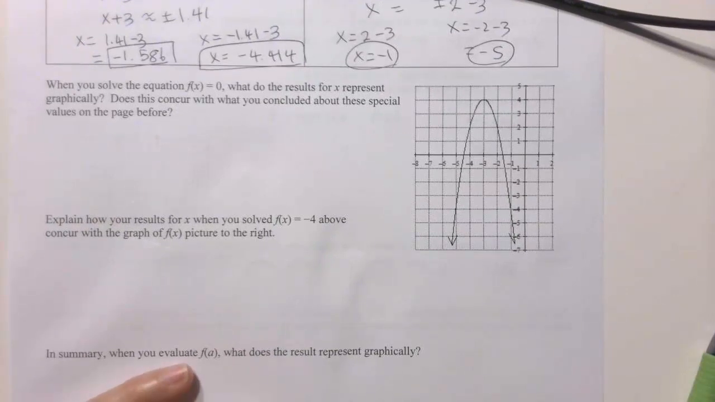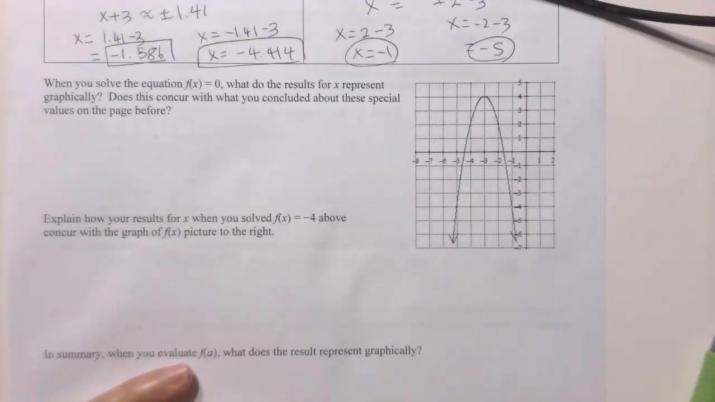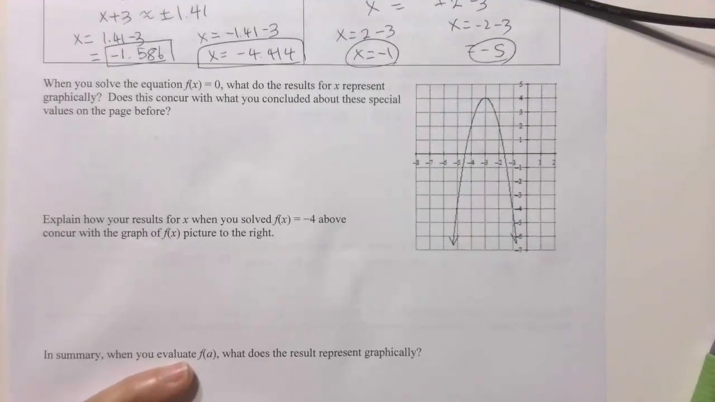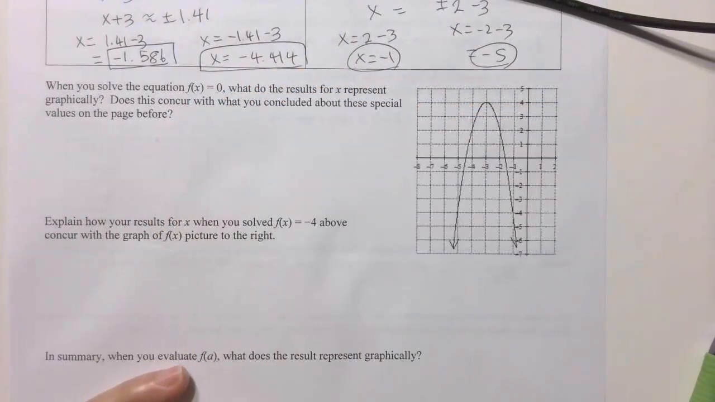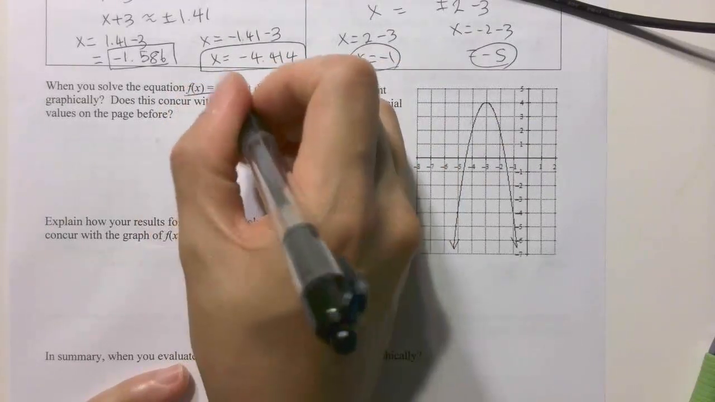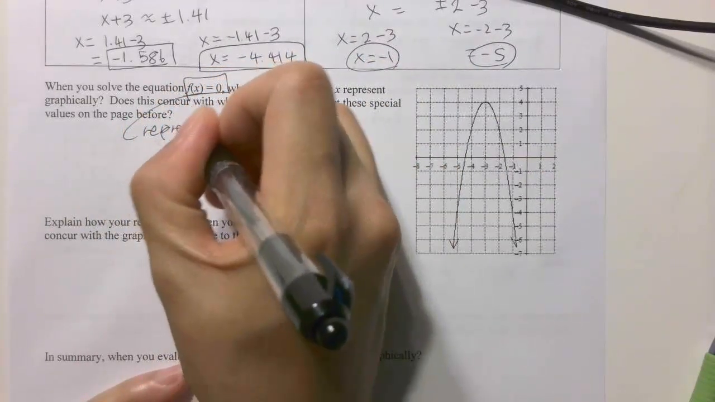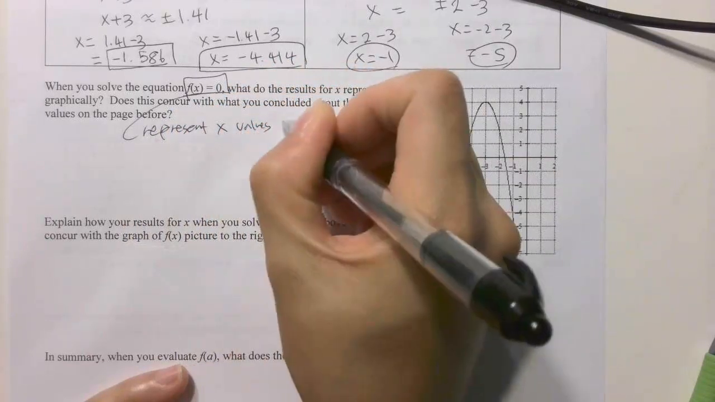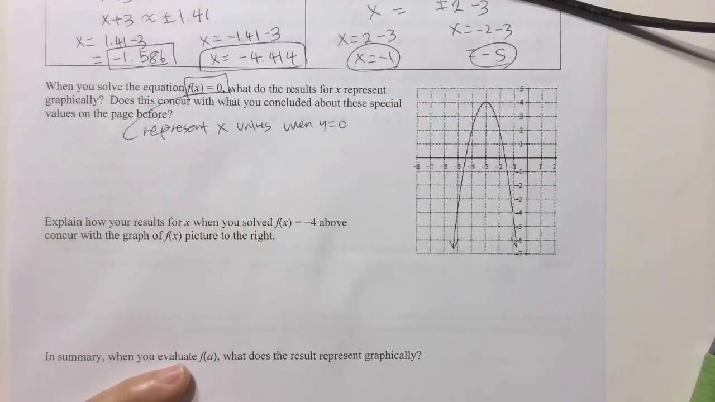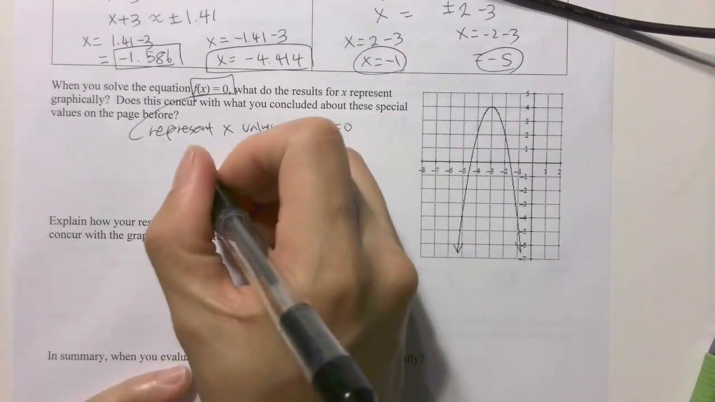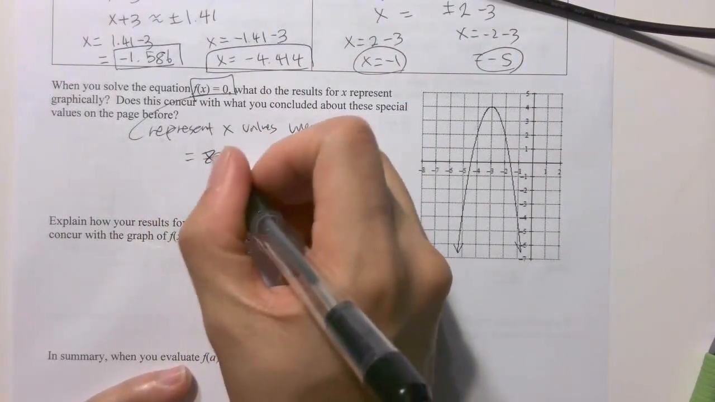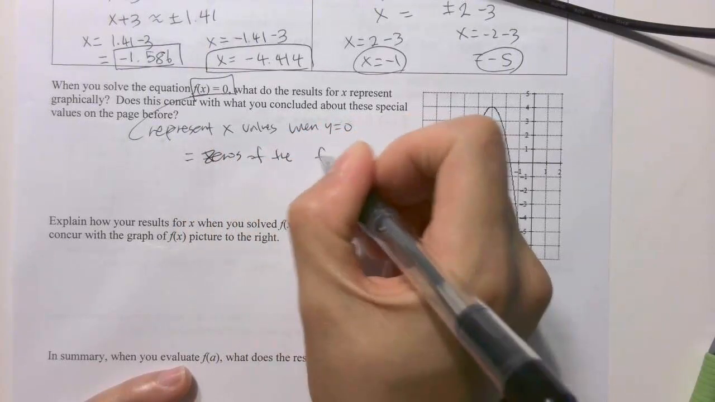When you solve the equation f of x is equal to 0, what do the results of x represent graphically? Does this concur with what you concluded about the special values on the pages before? Well, let's see. So what does f of x equal to 0 represent graphically? It represents x values when y is equal to 0. Isn't that what we did? Yeah, it represents x values when y is equal to 0. In other words, it's the same as the zeros of f of x.